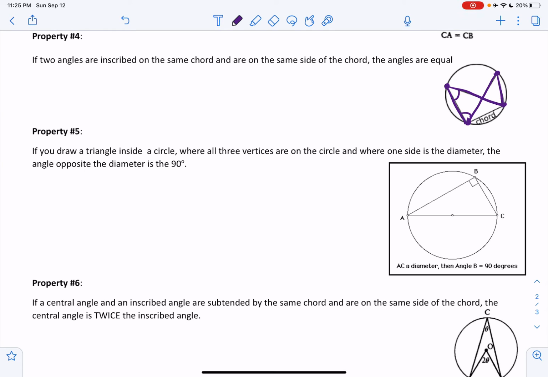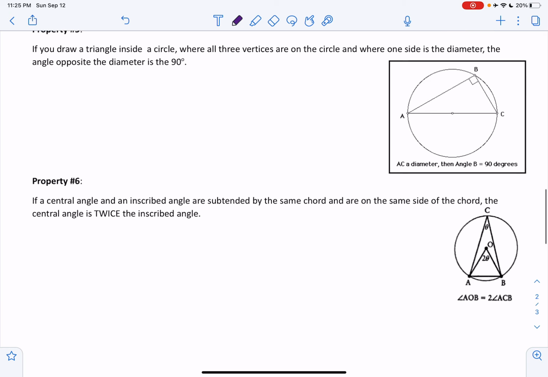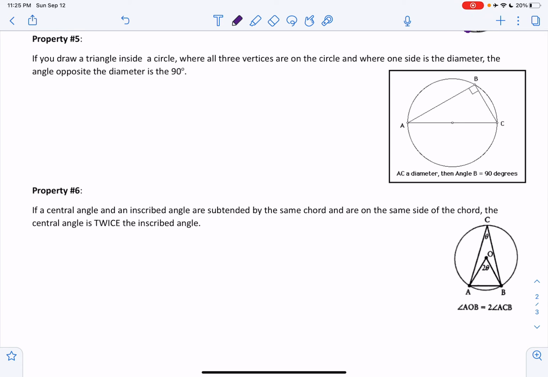Now for property number 5, if we draw a triangle inside a circle where all three vertices are on the circle and one side has to be the diameter. So first thing is all three vertices of my triangle, or all three corners or points of my triangle, must be on the outside of my circle. And one of these lines has to be the diameter. It must be. Then the angle opposite the diameter will be 90.